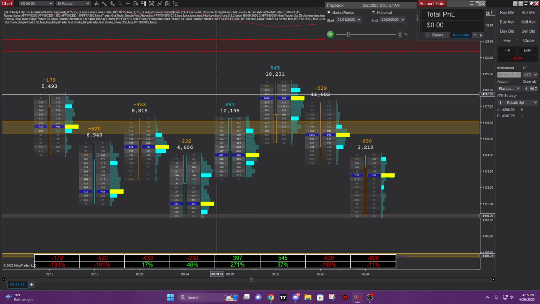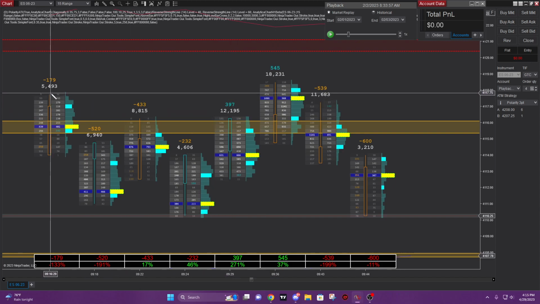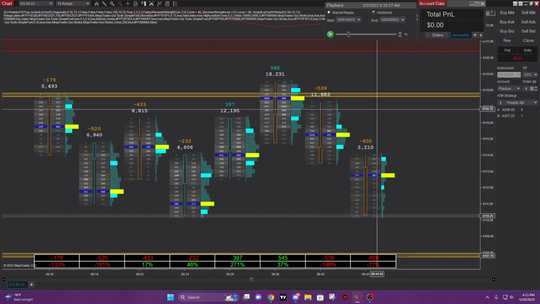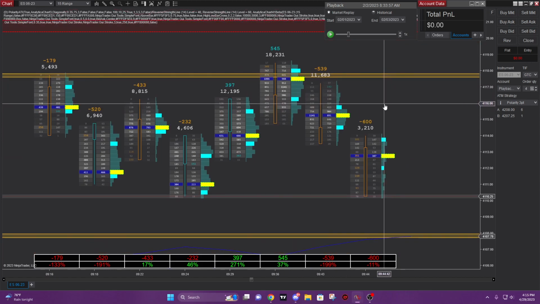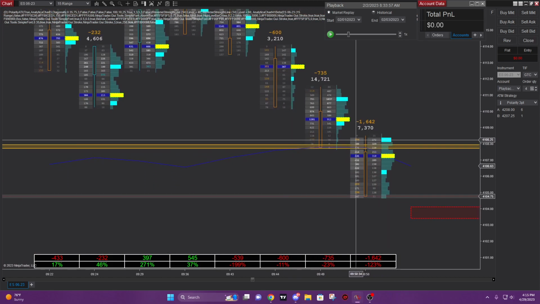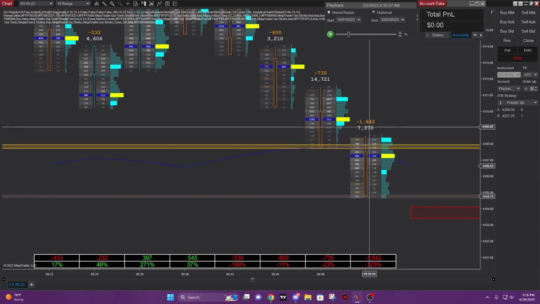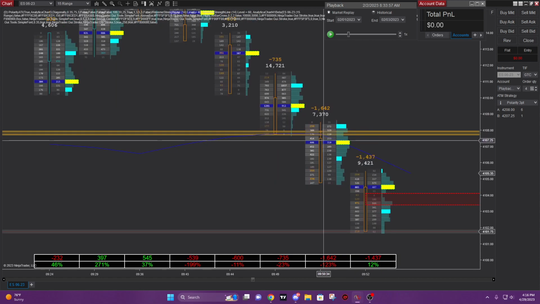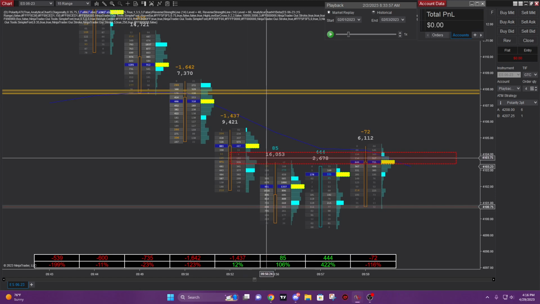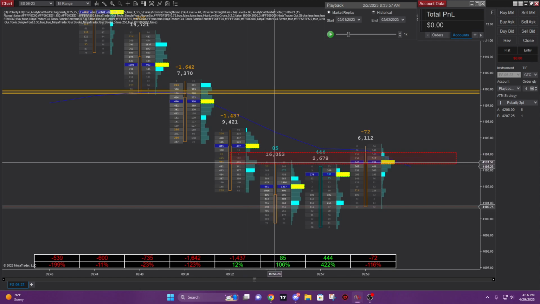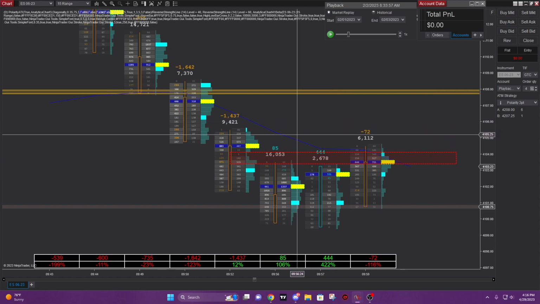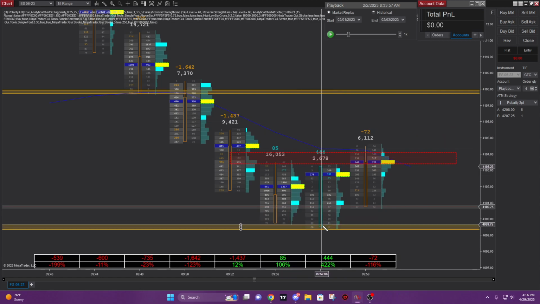Then again, we reject this absorption, right? Now, these aren't necessarily going to be pinpoint accurate every time, right? You can see right here, it took a lot of sell imbalances to get through this absorption and this reverse RSI. Then we form a derived zone. So it could be expecting chop in this area, right? So sort of like chopping through this derived zone.